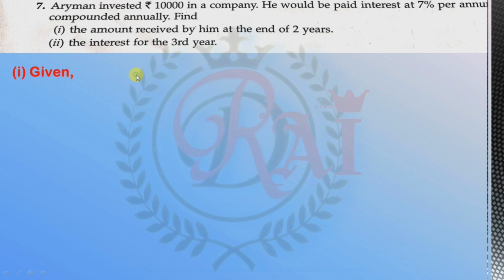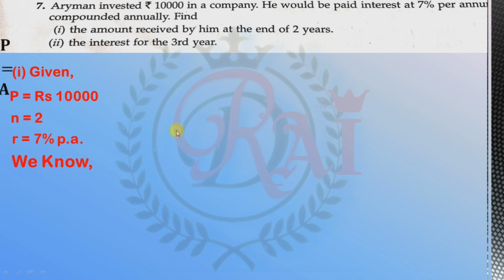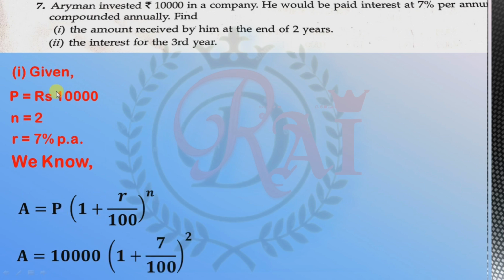So given P is equal to 10,000, n is equal to 2, R is equal to 7% per annum. Since interest is compounded annually, amount A is equal to P (1 plus R divided by 100) raised to the power n. Instead of principal, I'll write 10,000. Instead of R, I will write 7, and instead of n, I'll write 2.